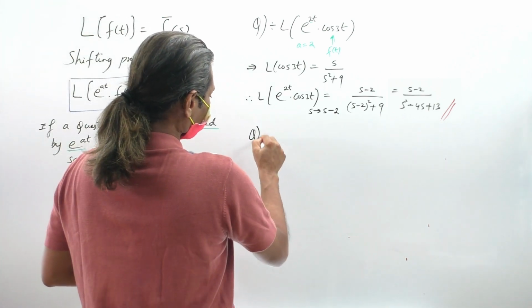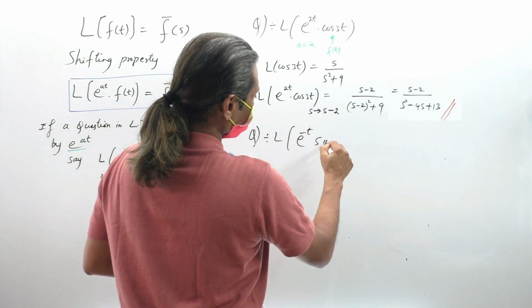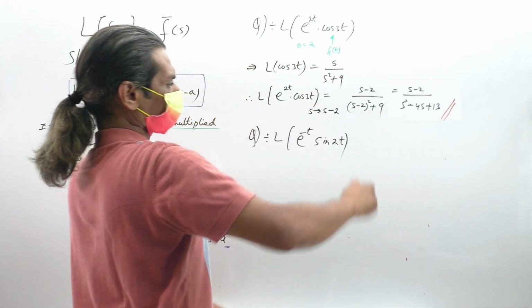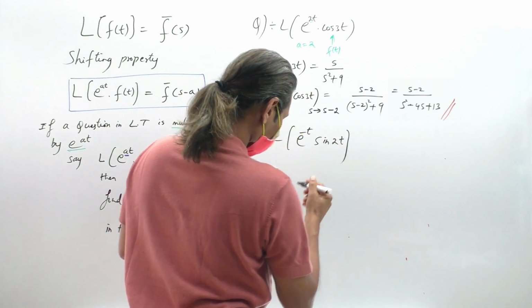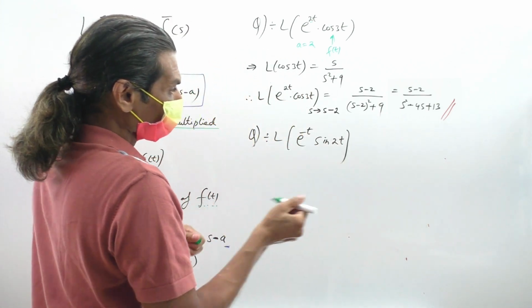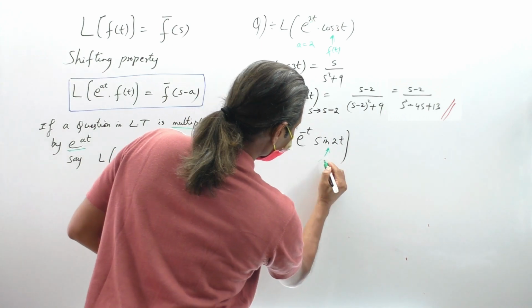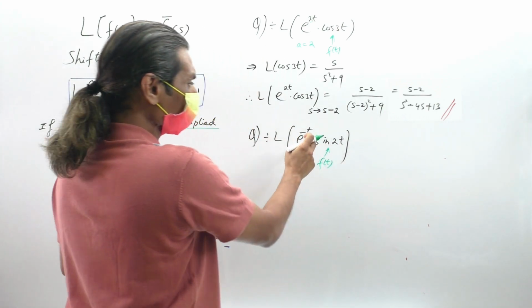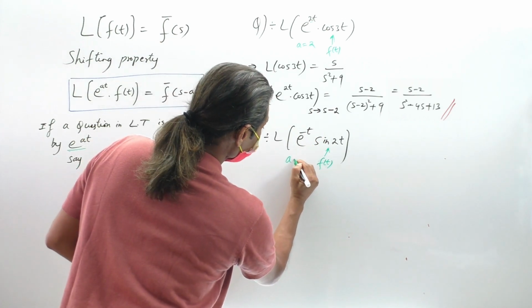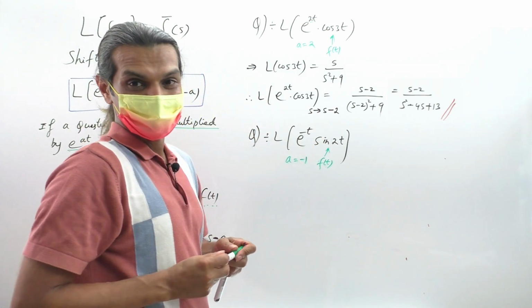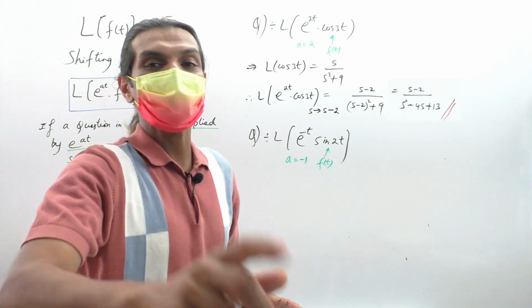Let's say find the Laplace of e raised to minus t into sin 2t. So how am I going to do this? Again the same way. Here f of t is sin 2t. Am I right? What is f of t? Sin 2t. But you see here e raised to at, what is a? a is minus 1. Correct? Minus 1t. So a is minus 1.